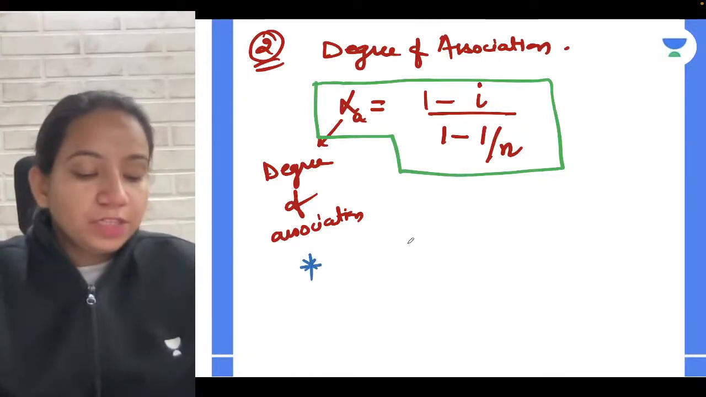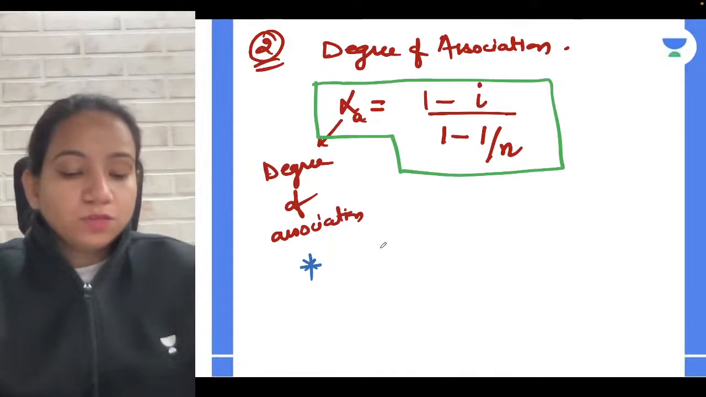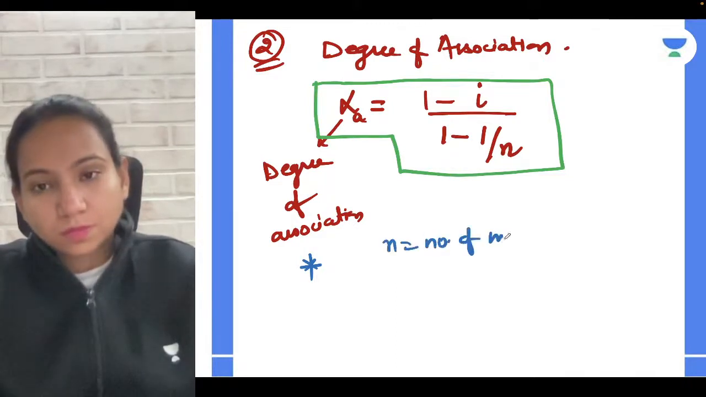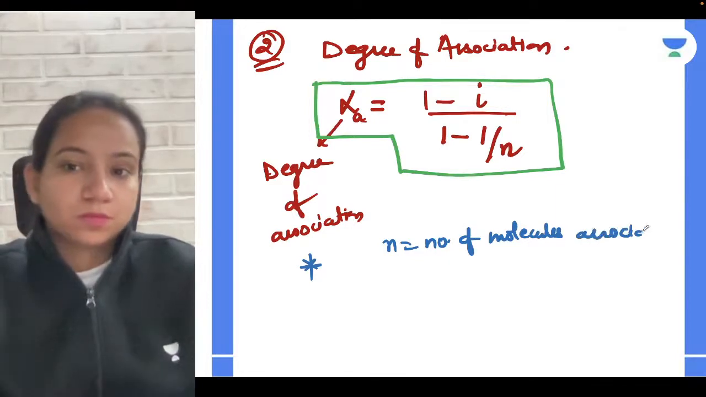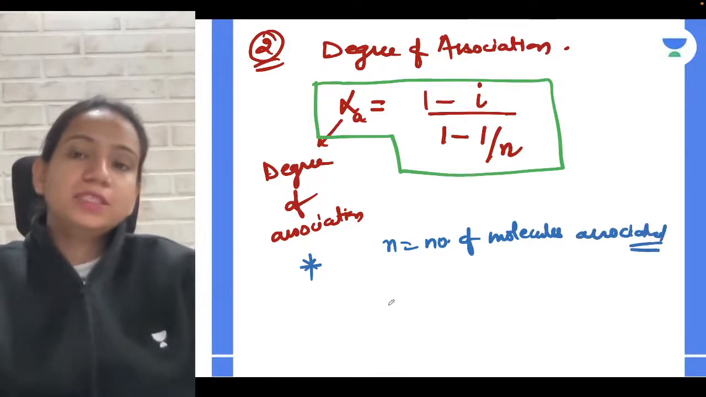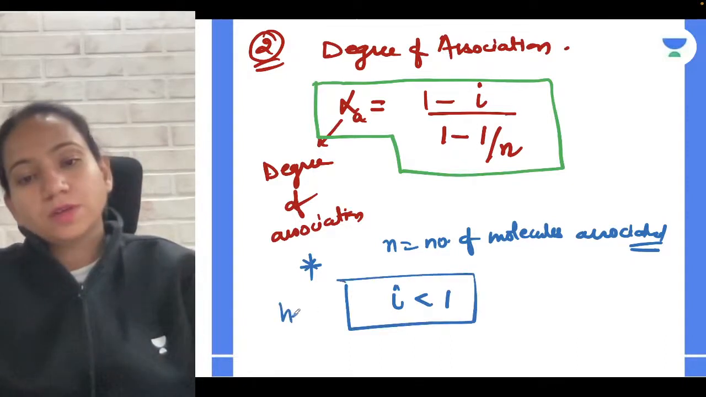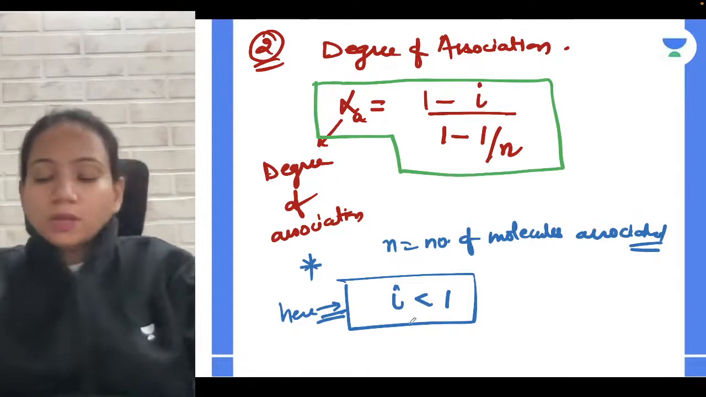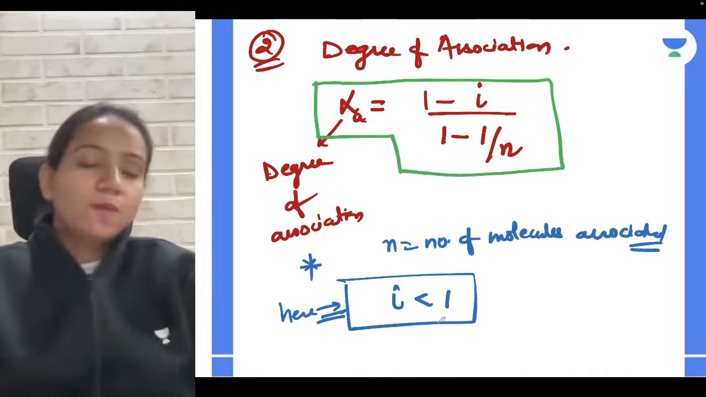So what we can relate here is very simple, guys. n here is the number of molecules associated. And in this case, i will always be less than 1. In the degree of dissociation case, we always get i greater than 1, while here it will always be less than 1.